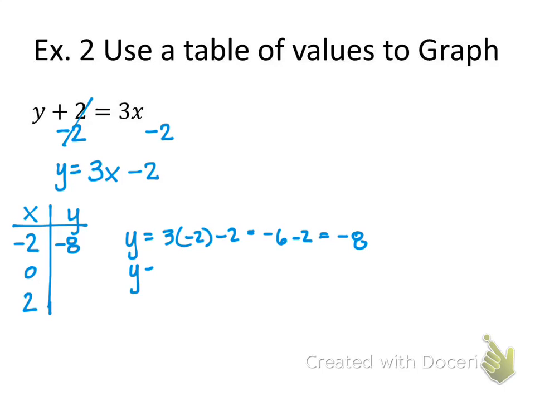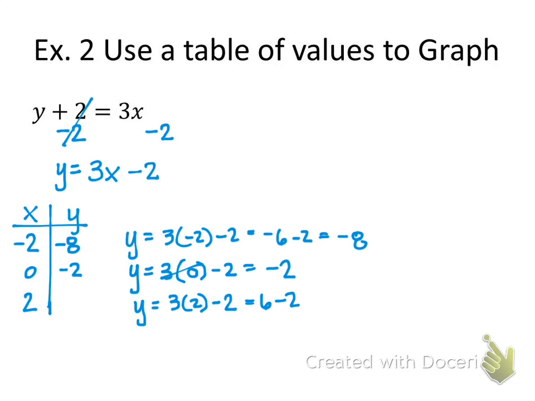Okay, next one. I'm going to use the same equation, but this time I'm plugging in 0 for x. Well, 3 times 0 is what? 0. So I'm left with negative 2 as my y value. And lastly, let's plug in 2. So y equals 3 times 2 minus 2. 3 times 2 is 6. 6 minus 2 is 4. So these are my y values.